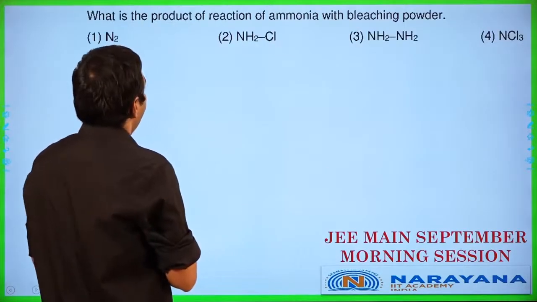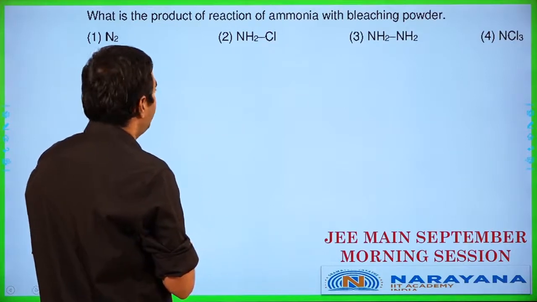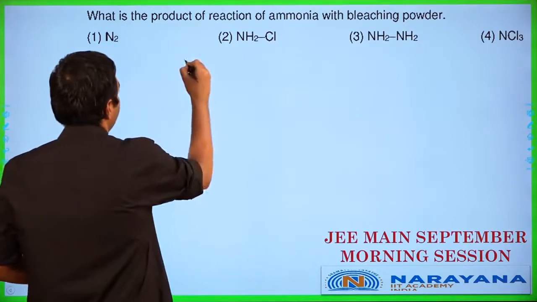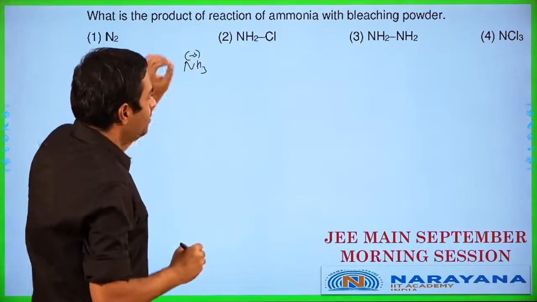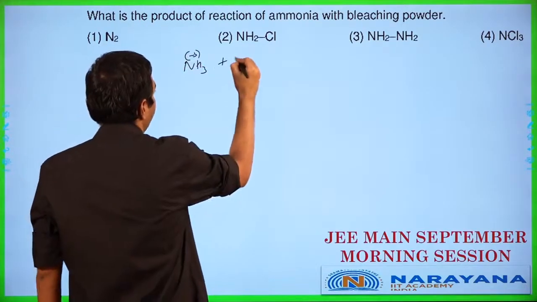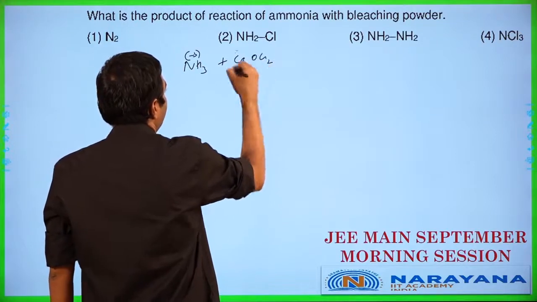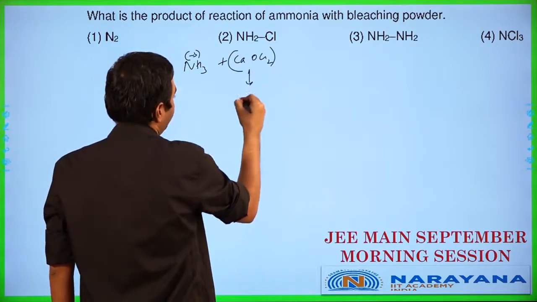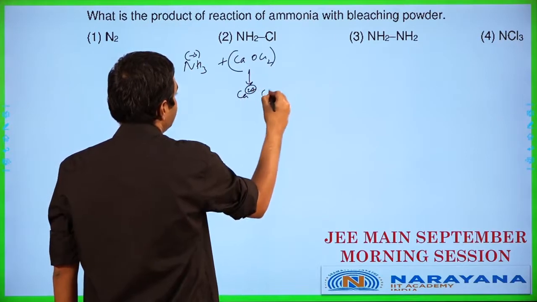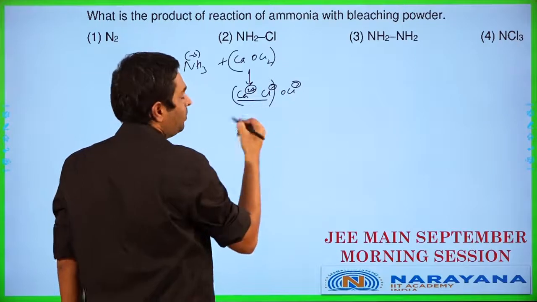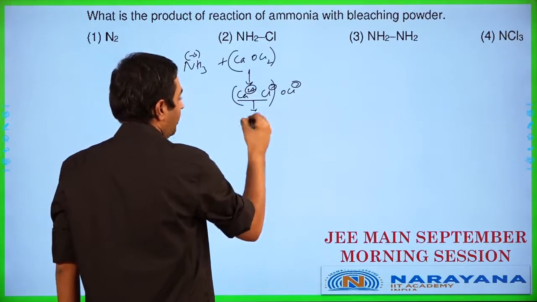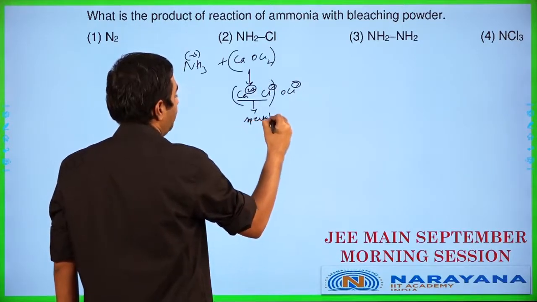What is the product of reaction of ammonia with bleaching powder? Now when we talk about ammonia with bleaching powder, ammonia has nitrogen in -3 oxidation state. Bleaching powder is basically going to be CaOCl2. In this here, what is my active ingredient? It is actually calcium 2 plus, Cl minus and OCl minus. These two are not going to be taking part in any reaction. These two are spectator ions. They do not take part over here.